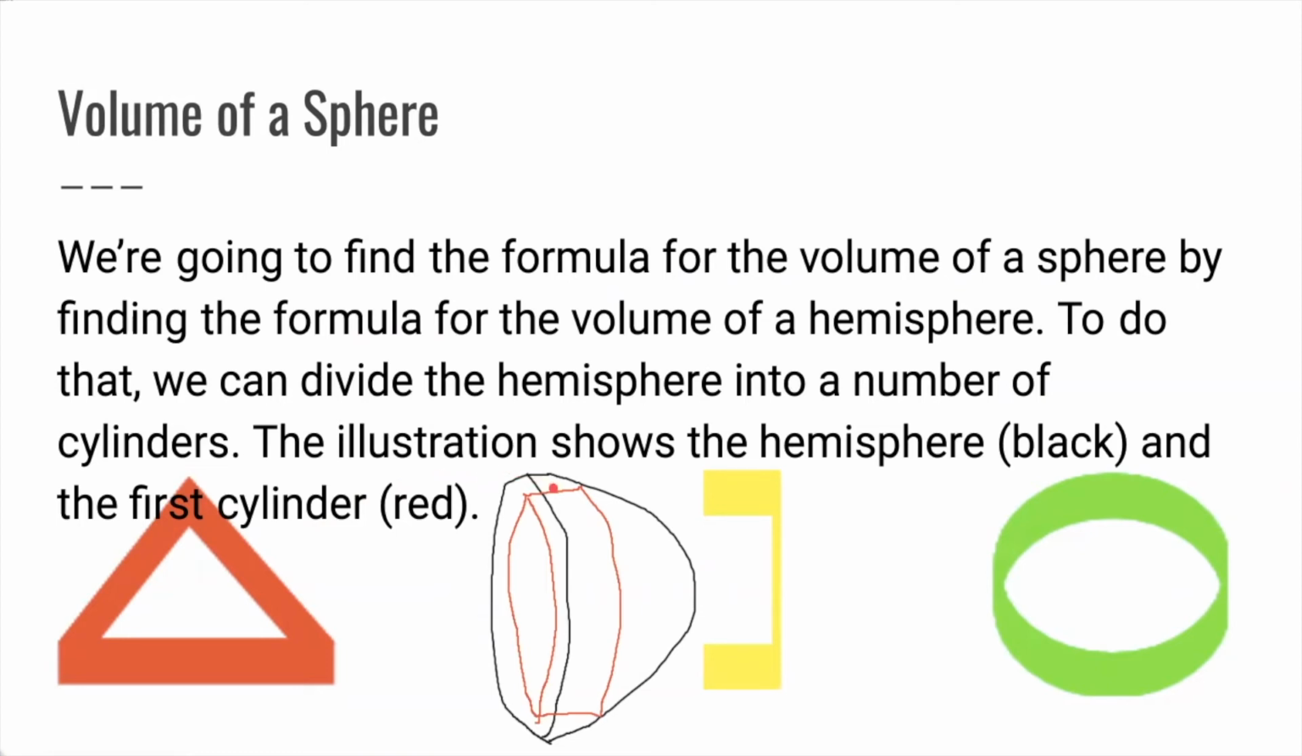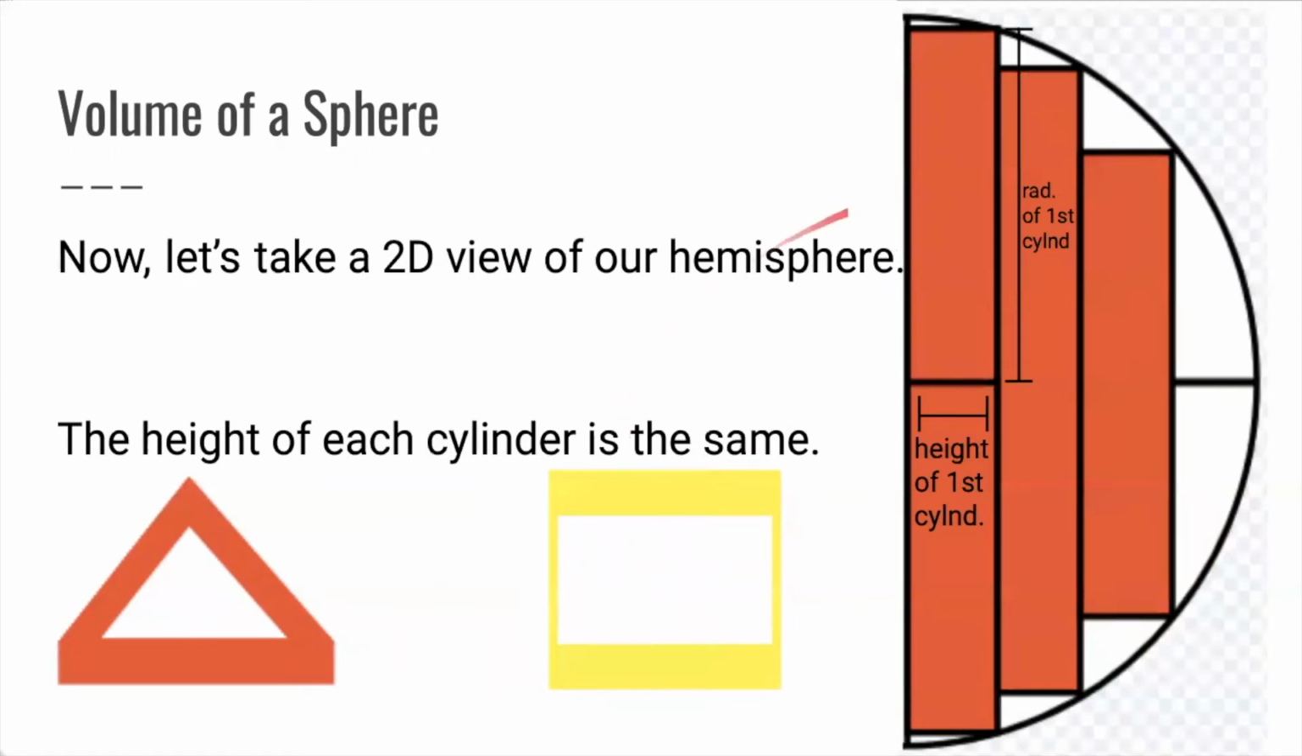So this illustration shows how we divide a hemisphere into cylinders. The red shape is the first cylinder. This is the face of the cylinder. This is the side of the cylinder. And if this is kind of complicated, here's another view of it. Here's a 2D view.